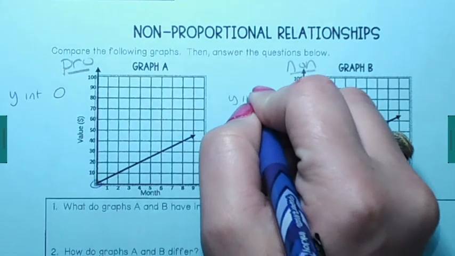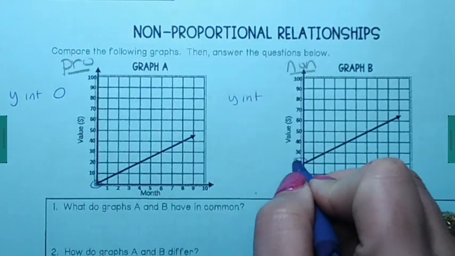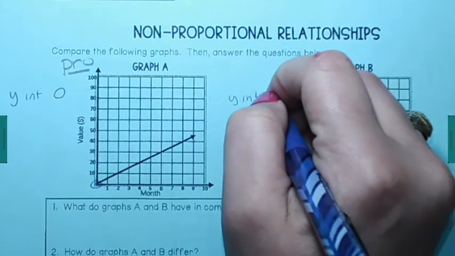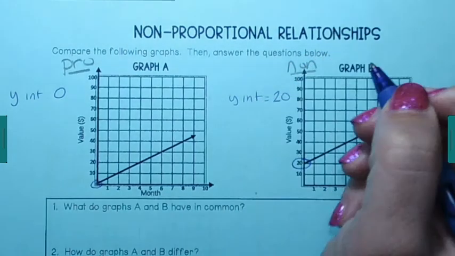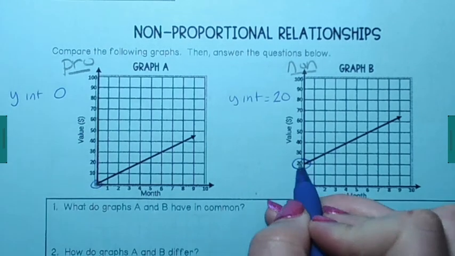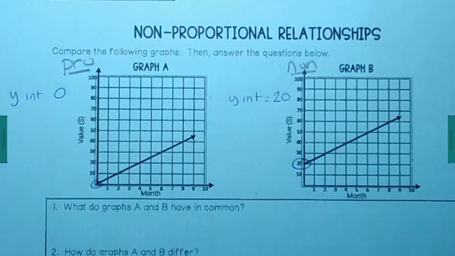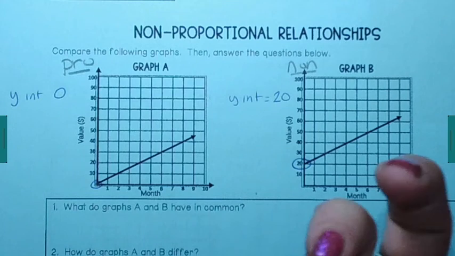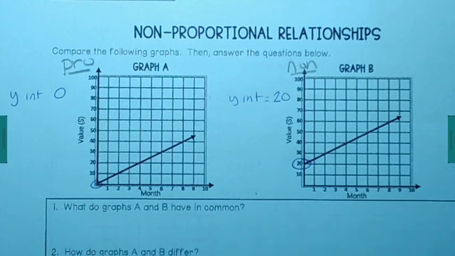We still want to know the y-intercept. What is the y-intercept? 20. Okay. It's going to be super important that you understand how to find the y-intercept. Even so, more so next year than this year. But that y-intercept is where it crosses the y-axis. Okay. Now, we also know how to find the rate of change, the ROC.